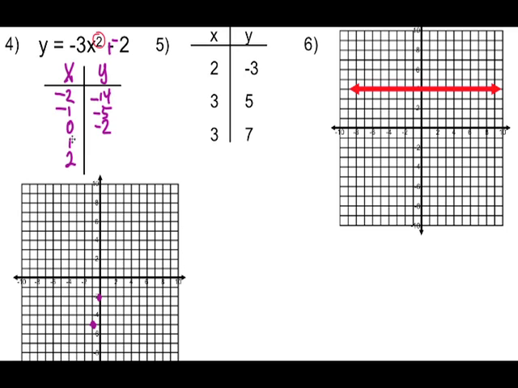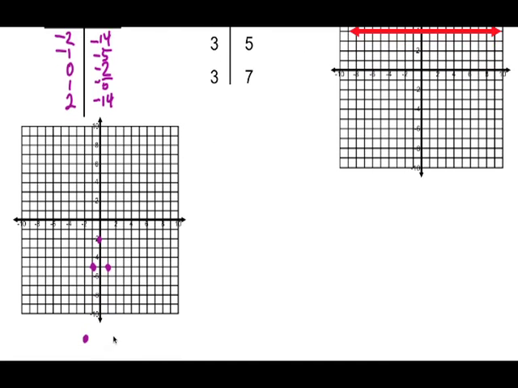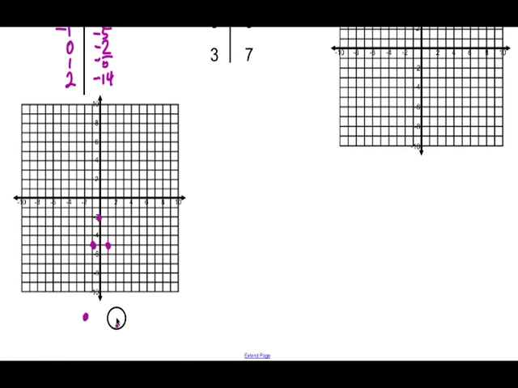Okay, substitute 1 in. 1 squared is 1. -3 times 1 is -3. -3 plus -2 is -5. So I'm back down to here. And then if I go ahead and substitute 2 in, 2 times 2 is 4. 4 times -3 is -12. And -12 plus -2 is -14. So you see that when we have a square, our y's can repeat, but our x's still didn't. And that's okay. That's still a function.